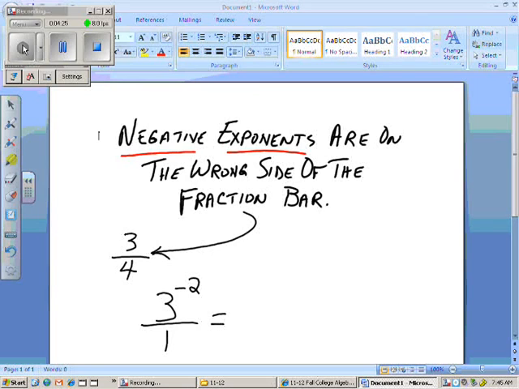I see that the 3 has a negative exponent. That just means it's on the wrong side of the fraction bar. So the 3 to the negative 2 is on the top. I need to move it to the bottom. Here's my fraction bar. I need to move it to the bottom, and now my exponent becomes positive. What's on top? If there's nothing on top, just put a 1 up there. All right? So just remember, anytime you see a negative exponent, that just means that it's on the wrong side of the fraction bar, and you've got to move it to the other side.